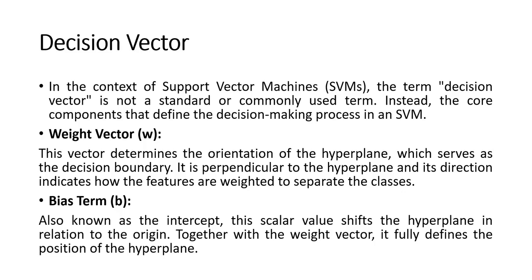So let's quickly revise decision vector. It's not a standard SVM term. The decision boundary is defined by the weight vector W and bias term B. The weight vector determines orientation, feature importance, and direction of the hyperplane. On the other side, the bias term determines position, intercept, and shifting of the hyperplane. Together, they define the SVM decision function, f(x) is equal to W dot x plus B.